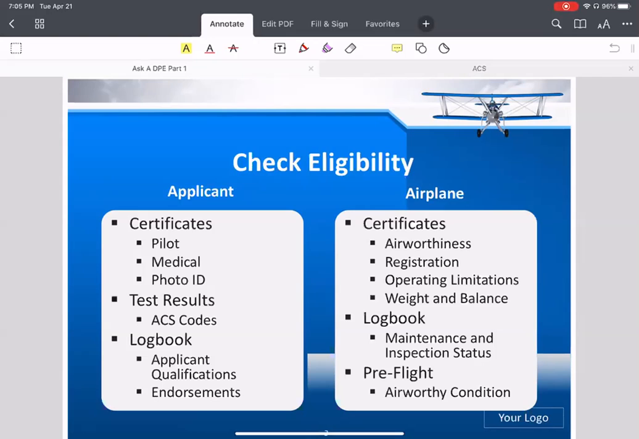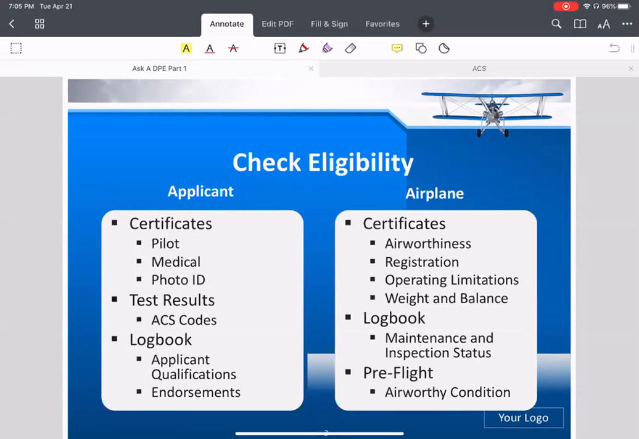Now, technically, the medical level that you need for all of these flight tests is third. Even if it's a commercial, you still only need the third to obtain the certificate. So that's all we're looking for there. And of course, a pilot certificate could be a student pilot certificate, a private pilot certificate, or private pilot certificate with instrument rating, etc. So we first validate that.